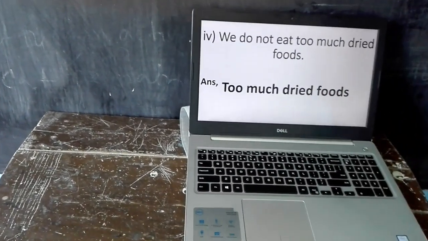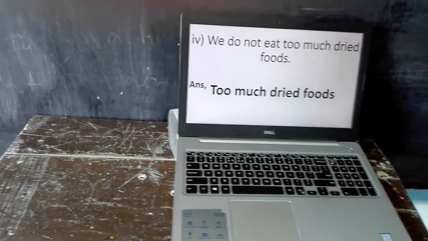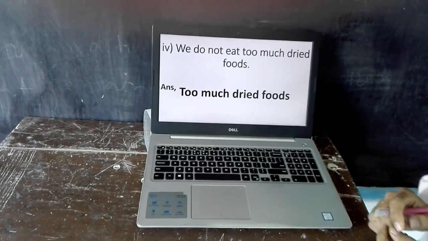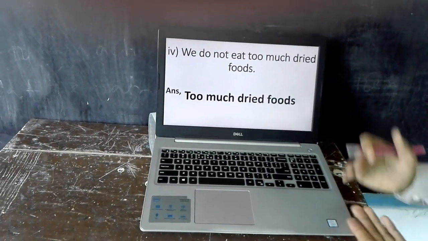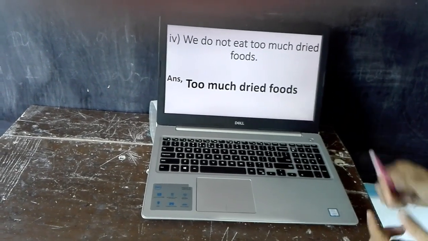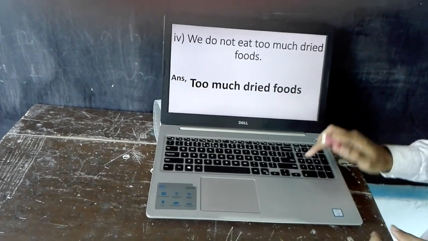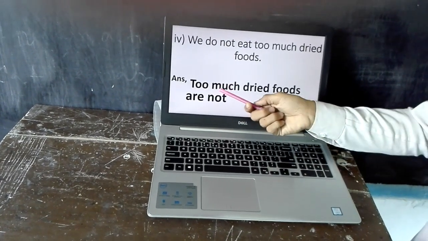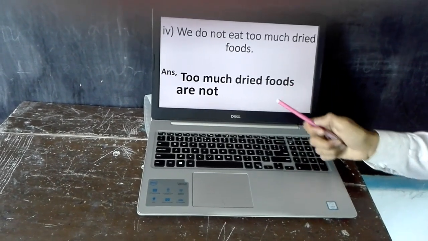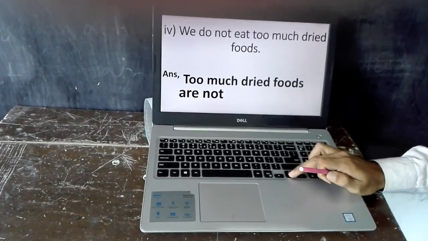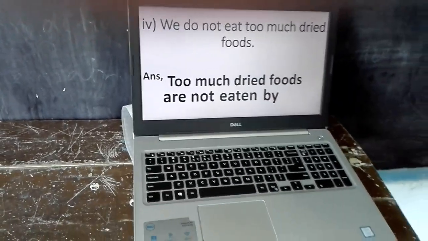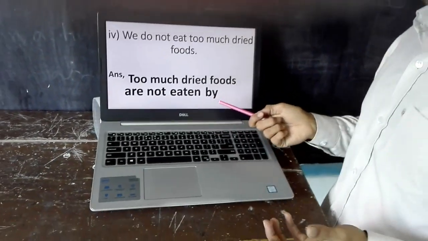Too much dried foods. Now, according to tense, we must write the auxiliary verb as it is present indefinite tense. Is not, am not, are not. Among these three verbs, we will use are not because this subject is in the plural form. Okay. Now we will use the verb 3 or the past participle form of principal verb eat, ate, eaten. Now the preposition by. Too much dried foods are not eaten by.